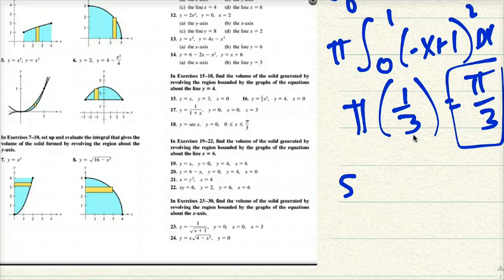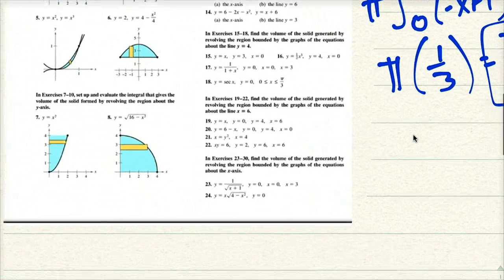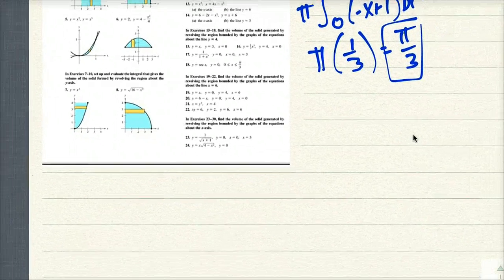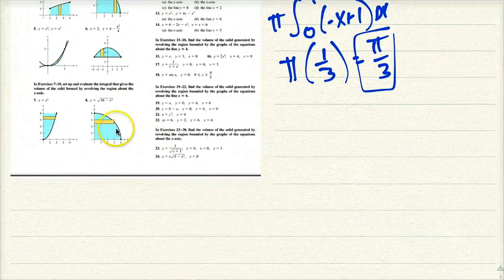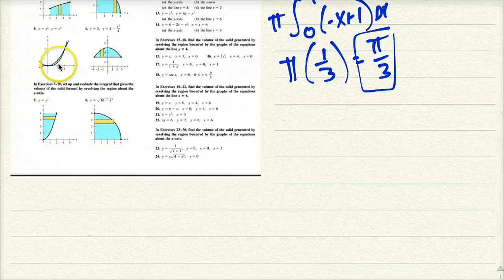You may notice in number 5 that there's actually a hole now going to be in the bottom. It's not just going to be a disk anymore. This is going to be a ring or a donut. If I rotate this tiny little yellow rectangle around the x-axis, I will get a disk, or a ring, or a donut.